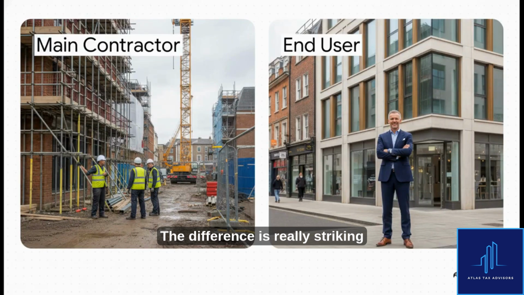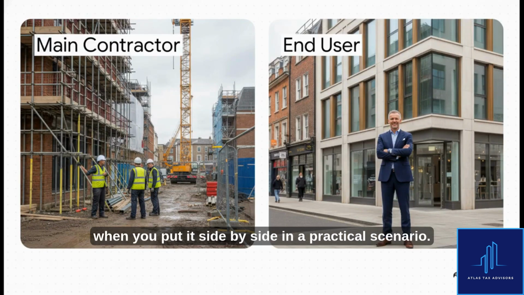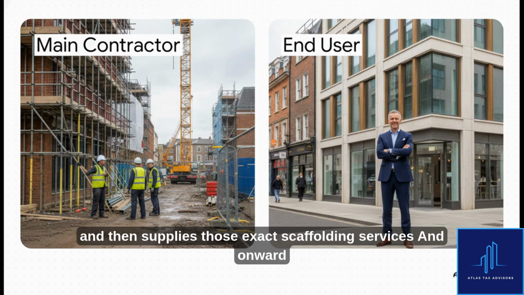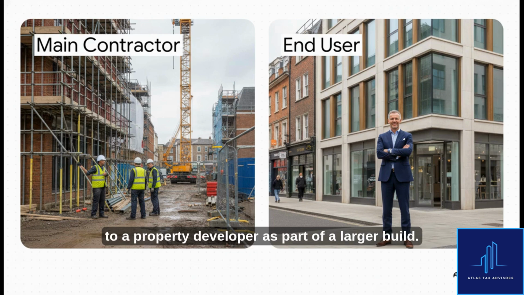The difference is really striking when you put it side by side in a practical scenario. A main contractor buys in scaffolding services and then supplies those exact scaffolding services onward to a property developer as part of a larger build. Because of that onward supply, the DRC applies.